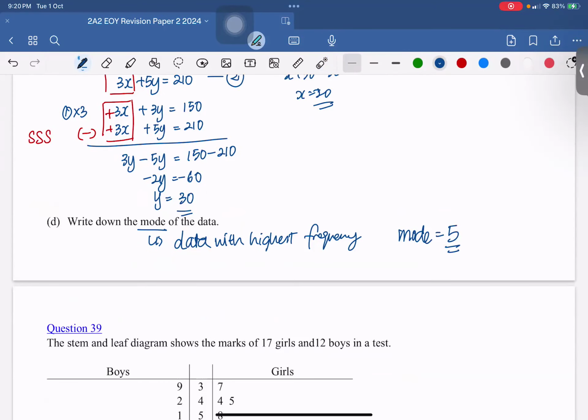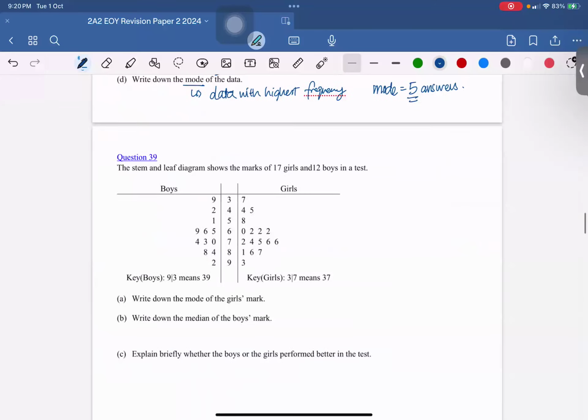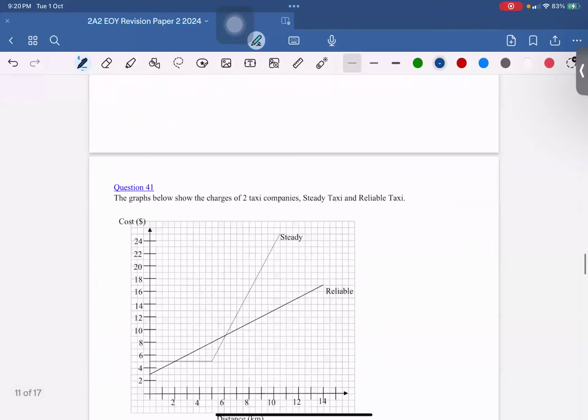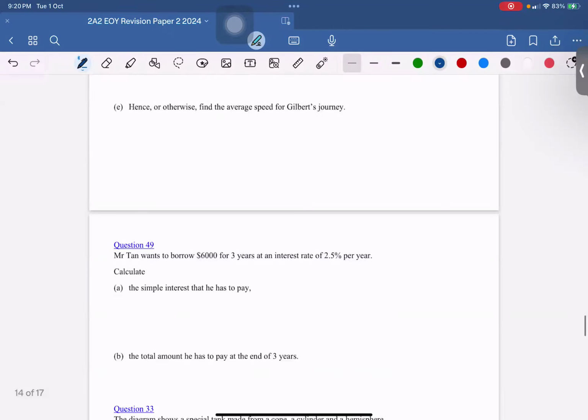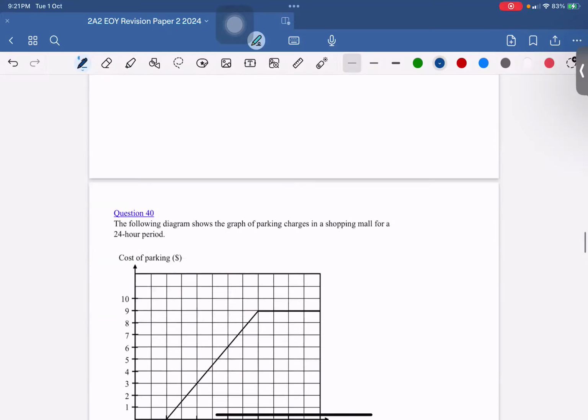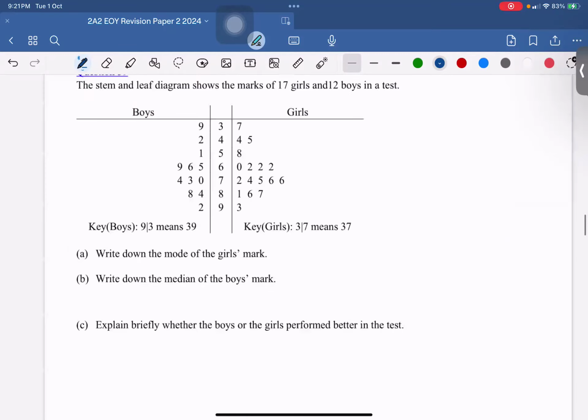Okay, 5 answers. I will finish up a little bit more. These two questions are much similar, and this one, the ones at the back. I've done a couple of them already along the way, so I'll just finish up a few more, then I let you all go back and rest already.